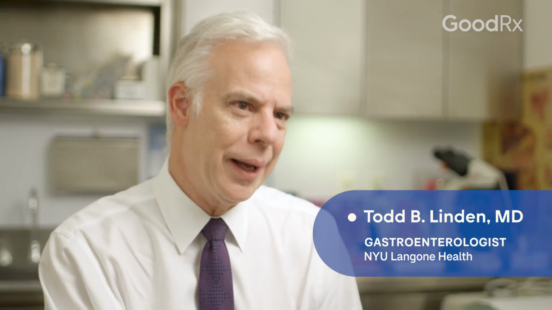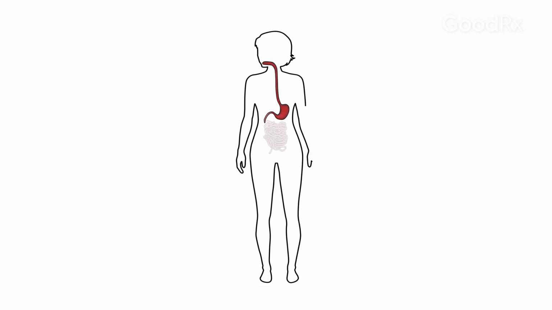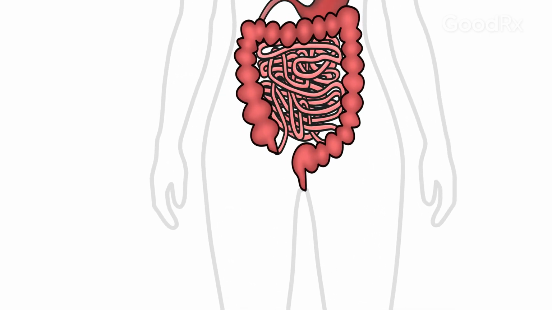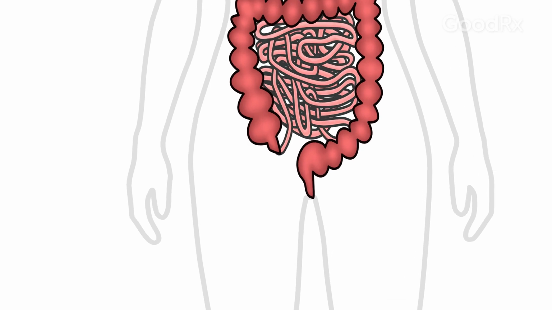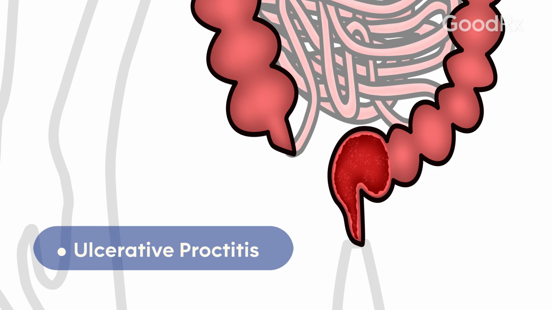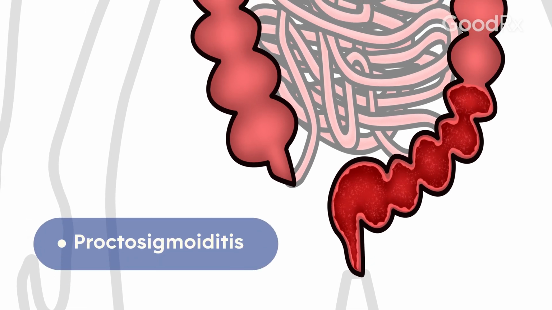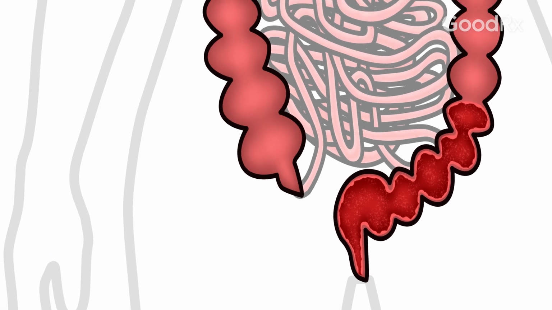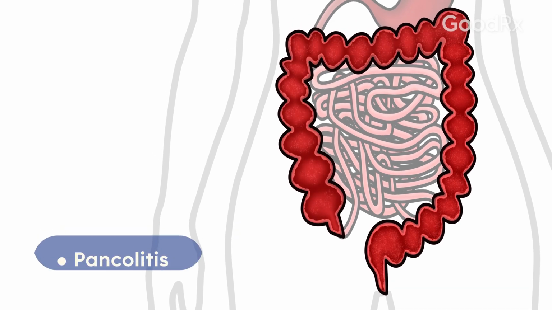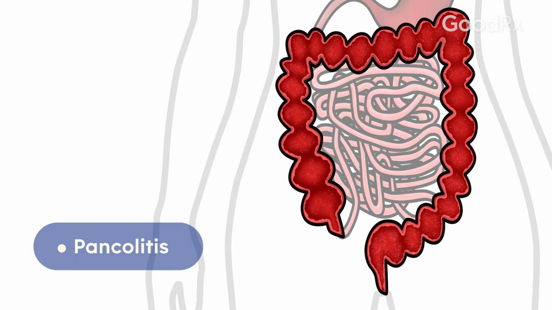By definition, ulcerative colitis starts at the very end of the colon and can extend farther towards the beginning by any different amount. Some people have just the rectum involved, we call that ulcerative proctitis. Some people have the rectum and then the next segment of colon involved, we call that proctosigmoiditis. The next group of people, it extends farther up into the descending colon, and we call that left-sided colitis. And some people, the entire colon is involved, and we call that pancolitis.